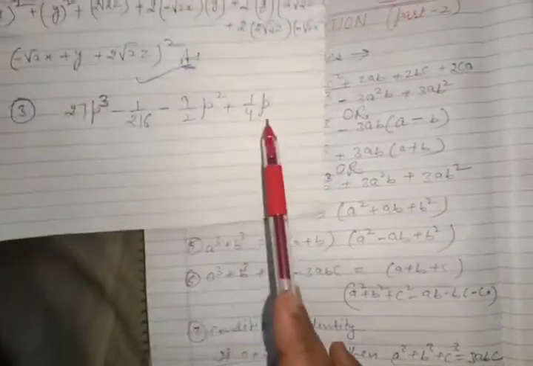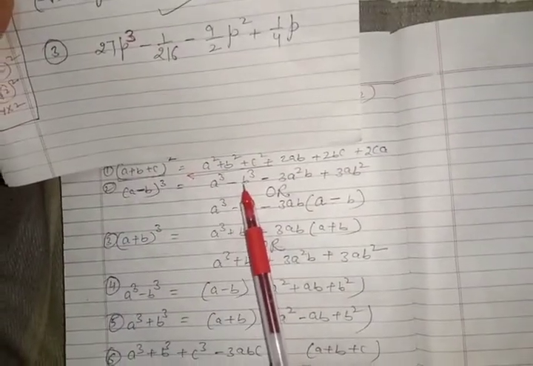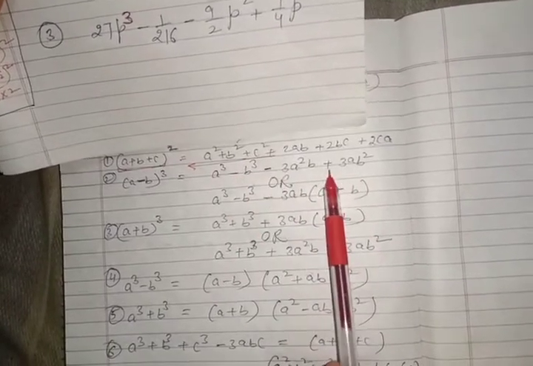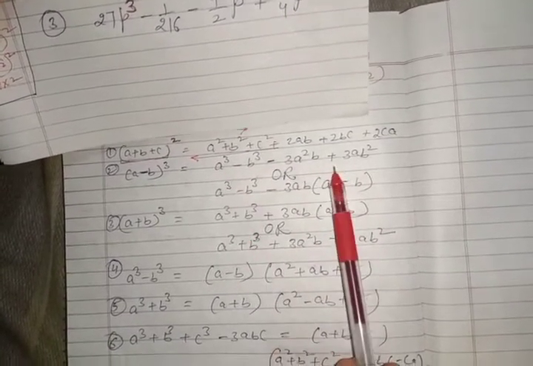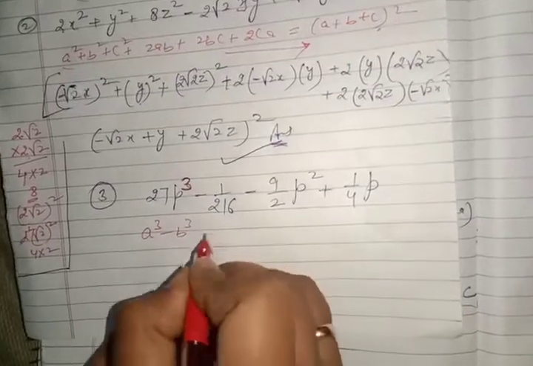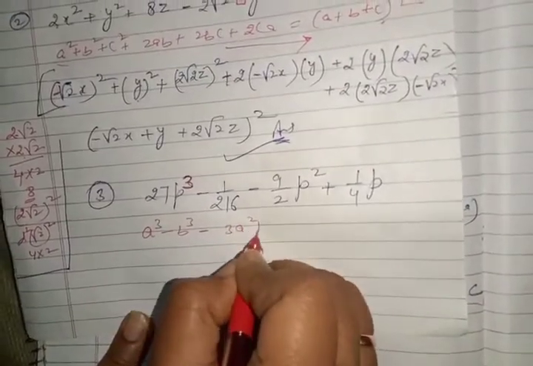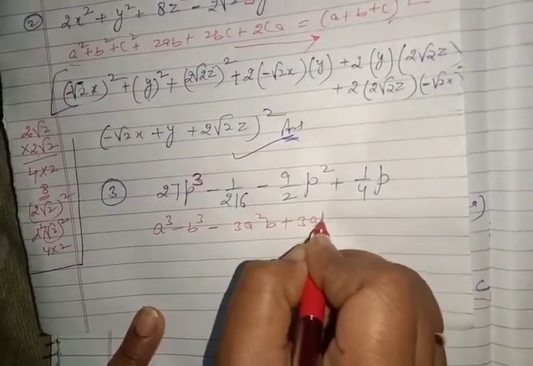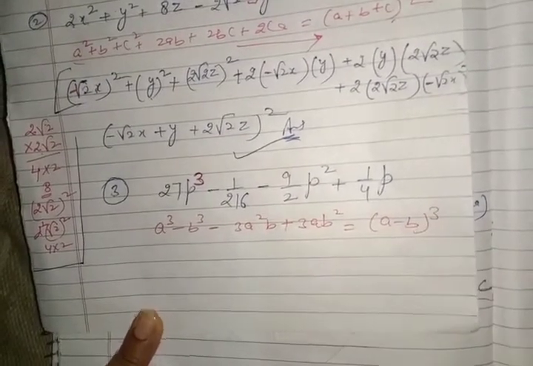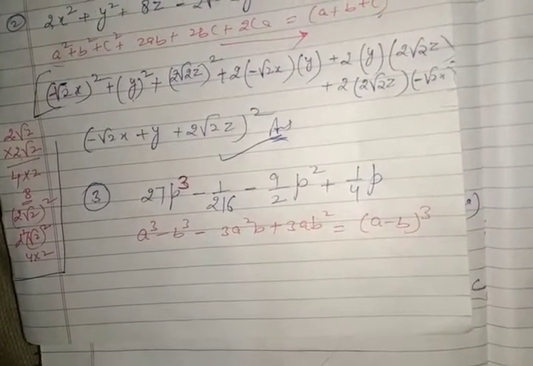This has 4 terms. So 1 term, 2 term, 3 term and 4 term, with signs minus, minus and plus. So which is the suitable identity here? A minus b whole cube. So this is a cube minus b cube minus 3a square b plus 3ab square, which is equal to a minus b whole cube. Our work is to find only a and b.